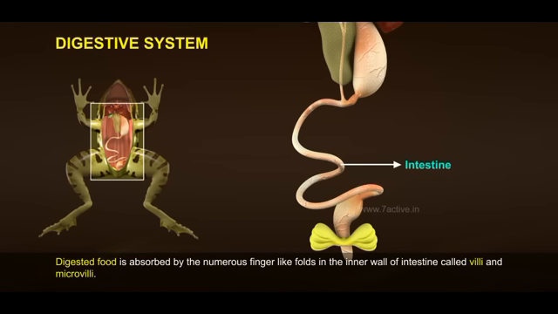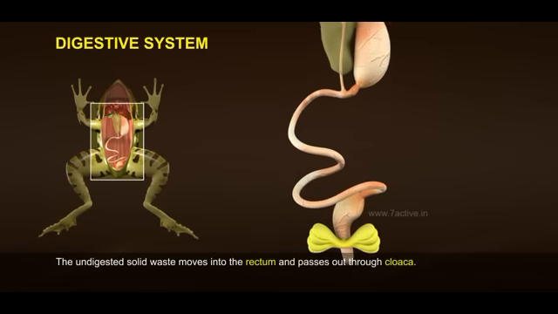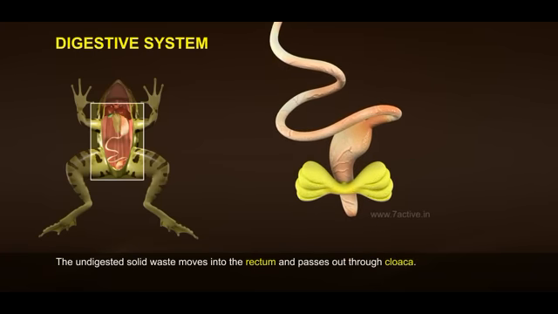Digested food is absorbed by the numerous finger-like folds in the inner wall of the intestine called villi and microvilli. The undigested solid waste moves into the rectum and passes out through the cloaca.